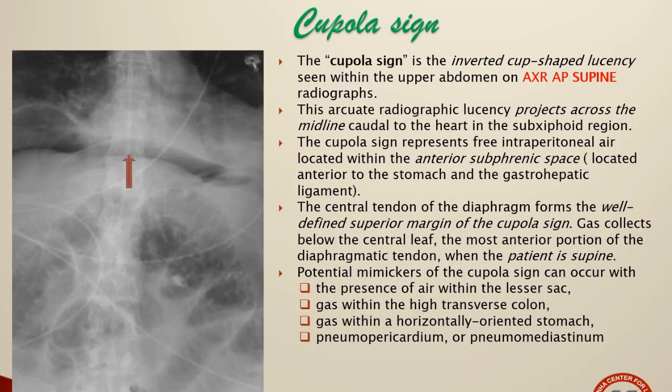Potential mimickers of the cupola sign, which are false cupola signs, can occur if there is presence of air within the lesser sac, gas within the high transverse colon, gas within a horizontally oriented stomach, and pneumopericardium or pneumomediastinum.